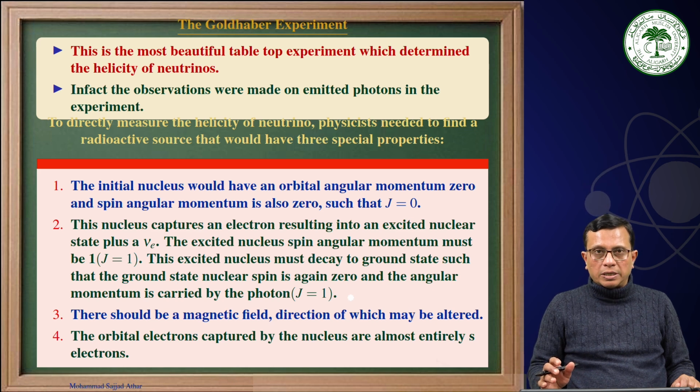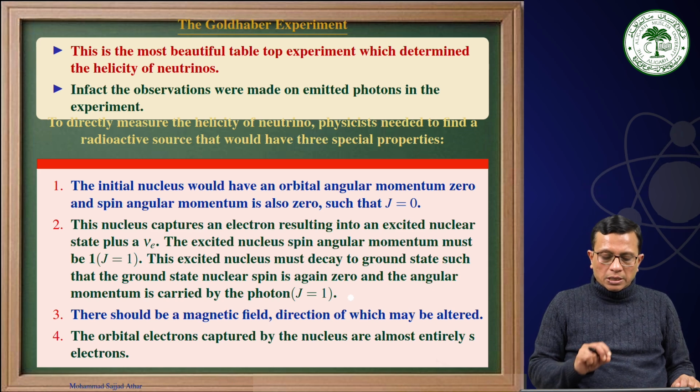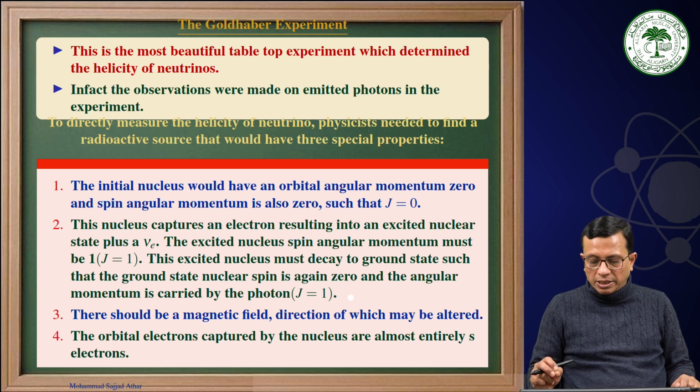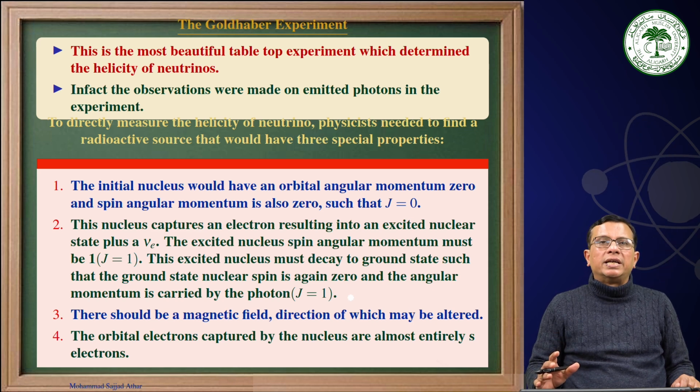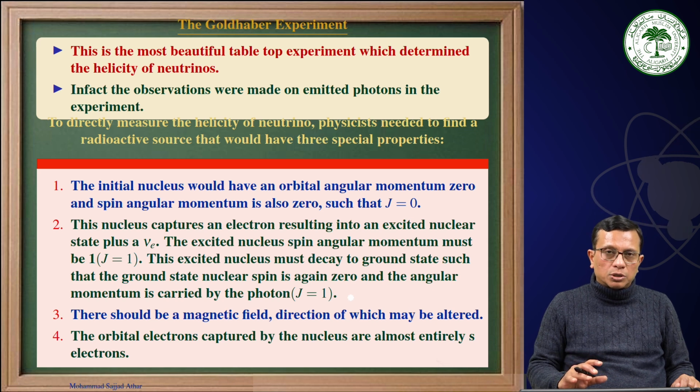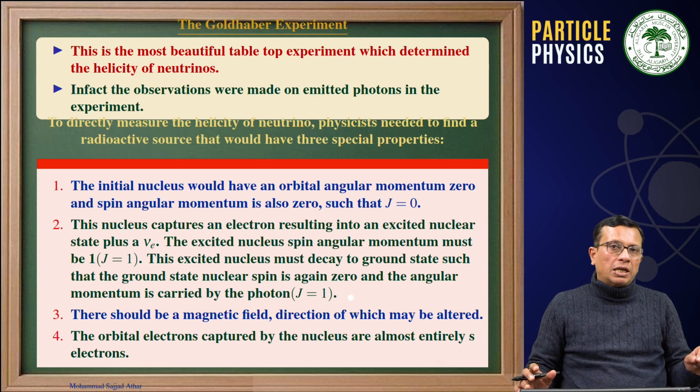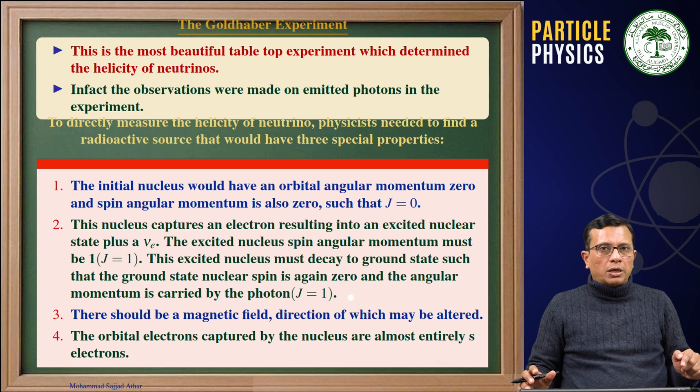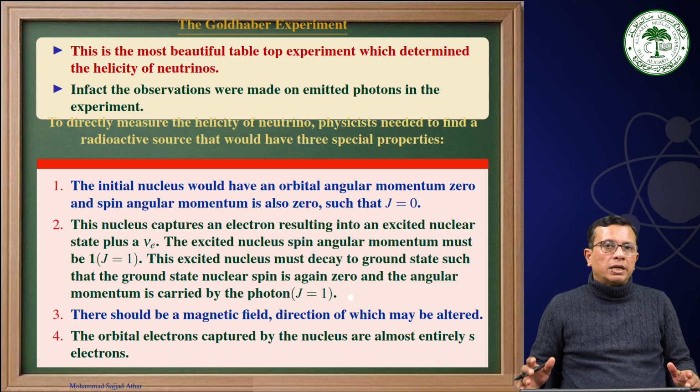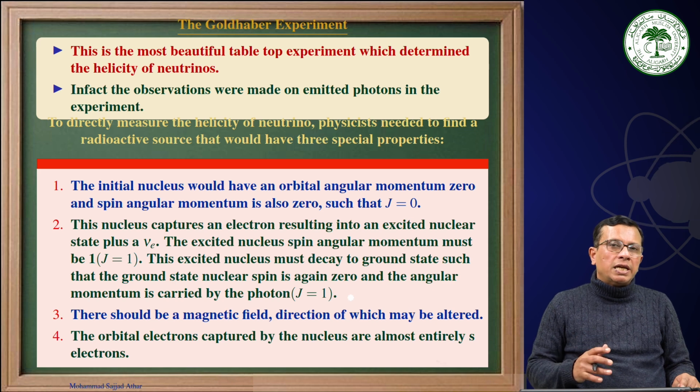One time we will see that it will be in the clockwise direction, and another time in the anti-clockwise direction. The other important point was that the orbital electrons captured by the nucleus are almost entirely s electrons. That is why L equal to 0 we are talking about. Therefore, spin of the electron is half. Europium is a spin 0 nucleus, and therefore L is 0 and S is equal to half for the electron, while S is 0 for the europium nucleus. Overall, there is no orbital angular momentum. It is in L equal to 0 state, and then S is half, such that J initial is half.